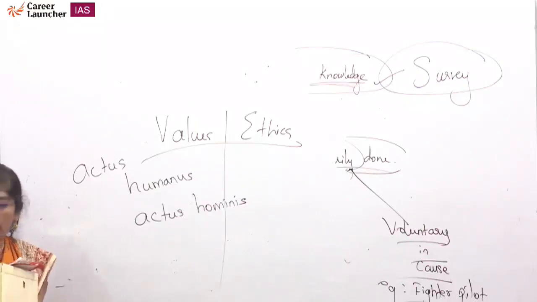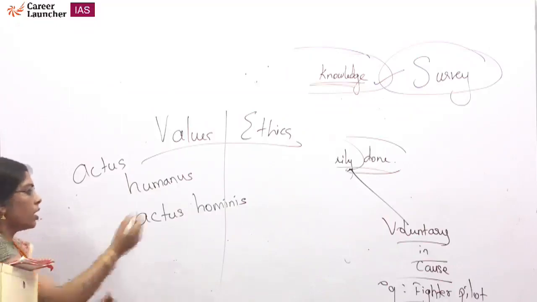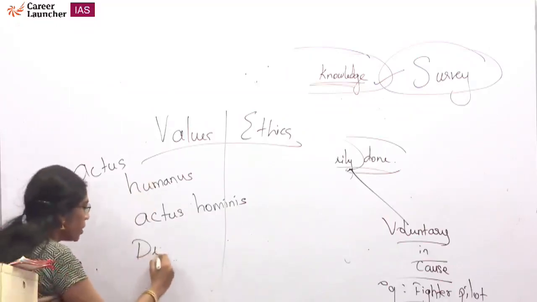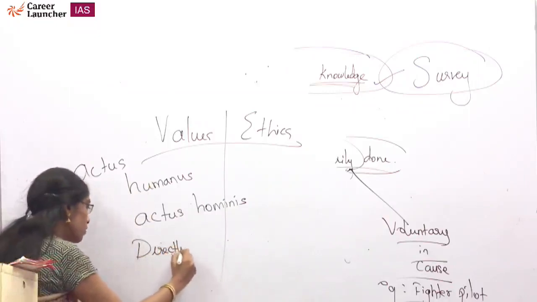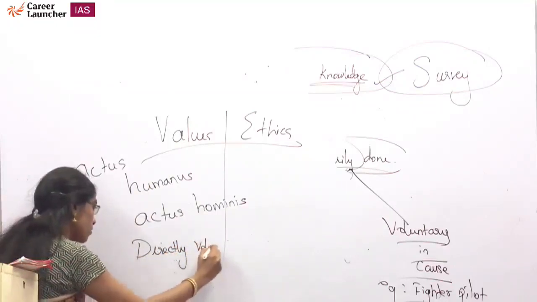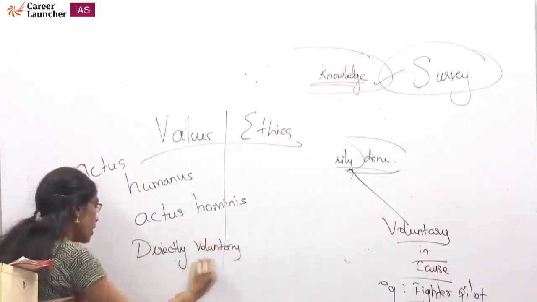Then the triangle diagram you have done. You need not take anything, but write something for directly voluntary and voluntary in cause. Okay, do the heading directly voluntary. Under voluntary, we split that into two: directly voluntary, and another one is voluntary in cause.